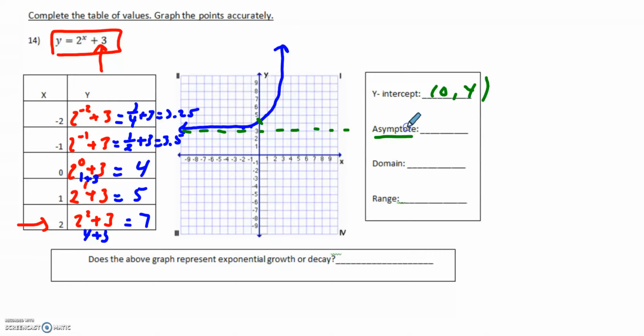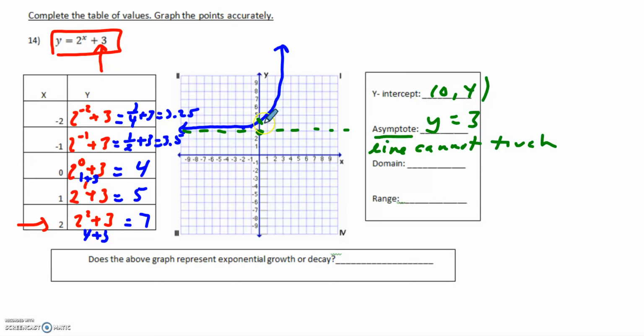My asymptote, or the line you cannot touch, is this horizontal line here. And you might remember from semester 1 that any horizontal line hits the y-axis. So the equation would be y equals 3, because that's the line I cannot cross here.